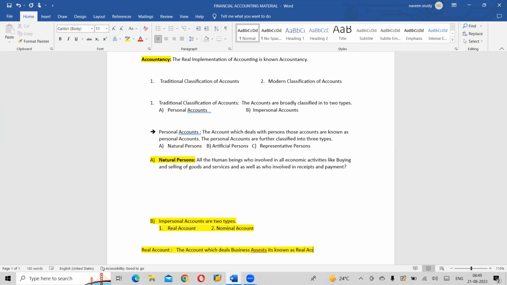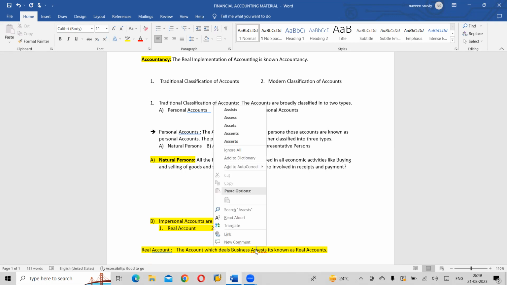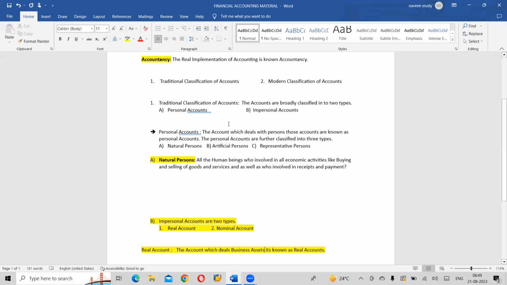The account which deals with business assets is known as a real account, or real accounts. See, it deals with assets. What do you mean by assets? Assets are what the business owns, or the resources of a business. The resources of a business are known as assets.